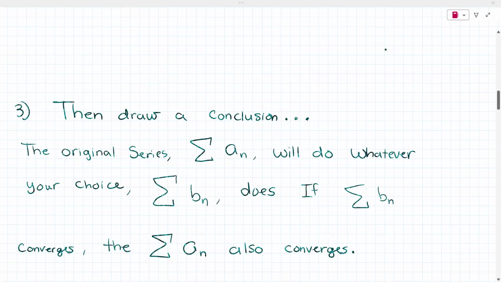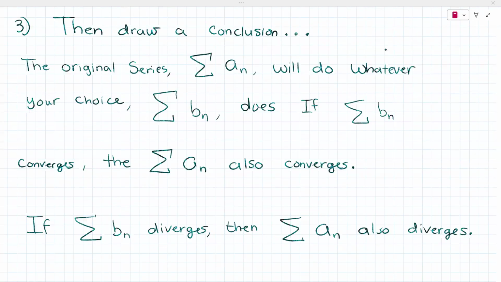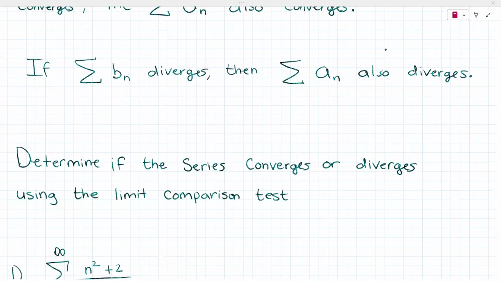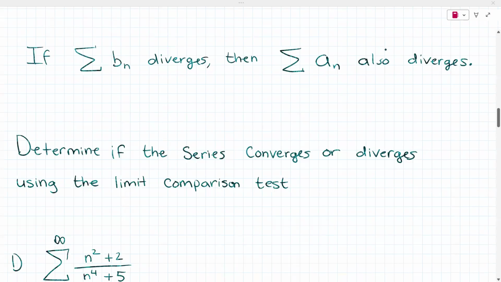The original series, the summation of a_n, will do whatever your choice of summation of b_n does. If the summation of b_n converges, then the summation of a_n also converges. If the summation of b_n diverges, then the summation of a_n also diverges. So that looks extremely confusing, but let's do an example.